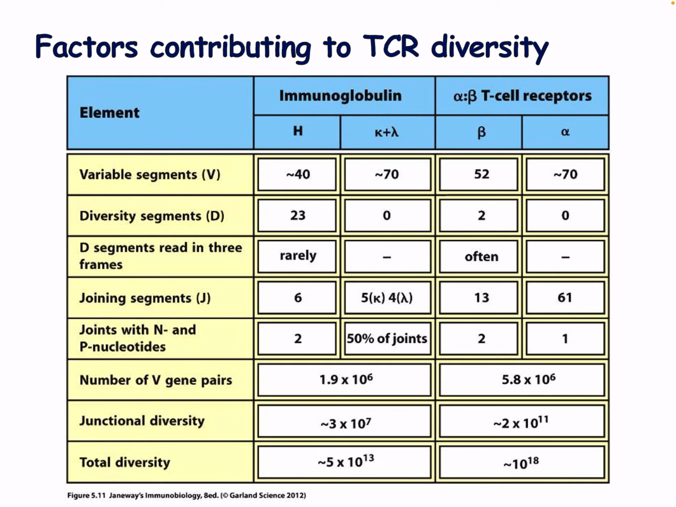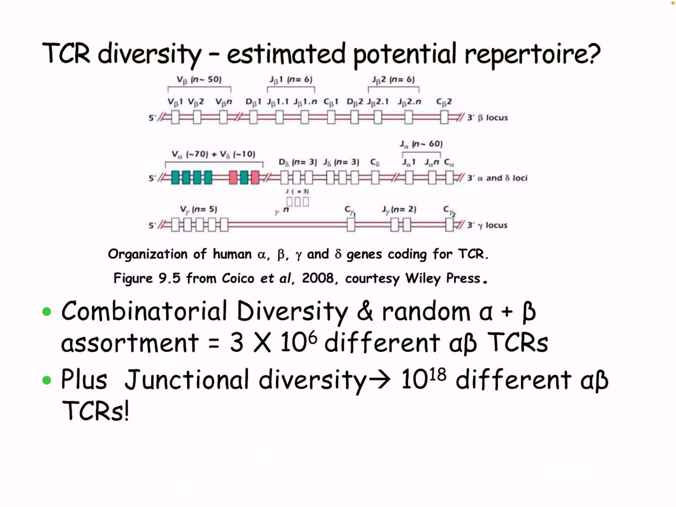So again, here's a figure of these factors contributing to diversity, as well as our counts. So we have combinatorial diversity and random alpha beta assortment, which results in 3 times 10 to the 6 different alpha beta T cell receptors. We also have junctional diversity, which results in 10 to the 18 different alpha beta T cell receptors.